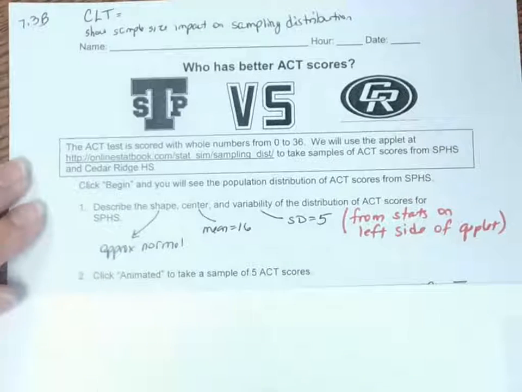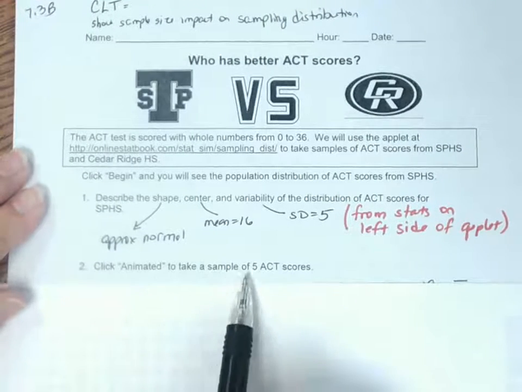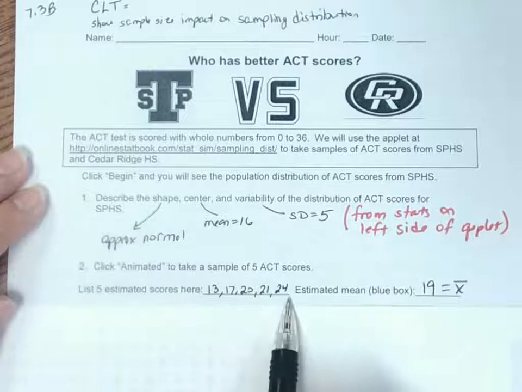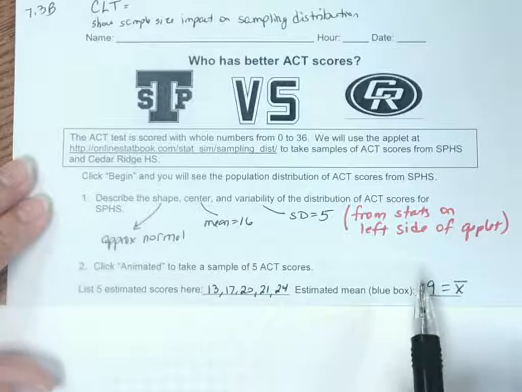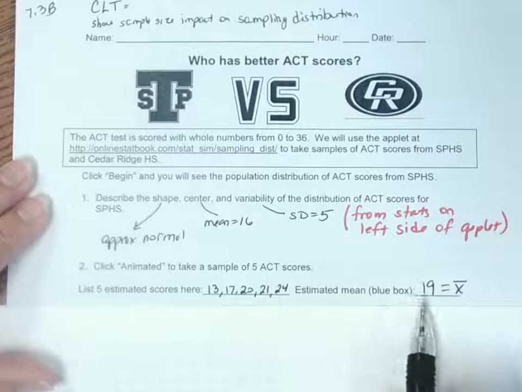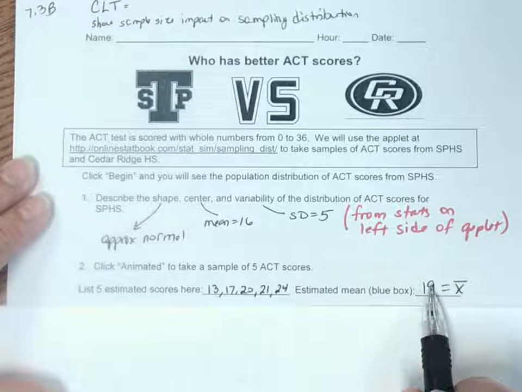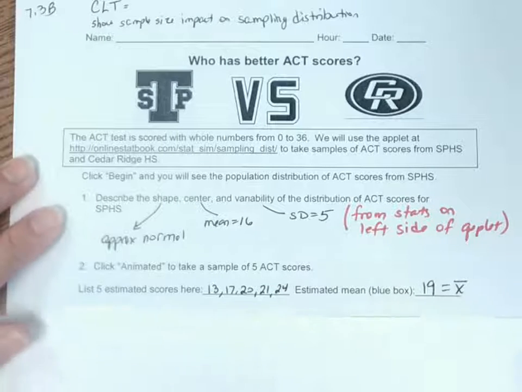So now we're going to click animate, and it's going to take a sample of 5 ACT scores. These were the 5 scores I got when I did it the first time. I then calculated the mean, so that's the value of the blue box on the applet. And the symbol I use is X bar because this is the mean from a sample.